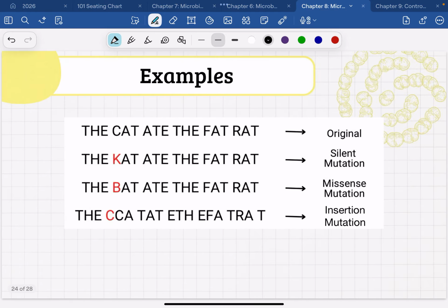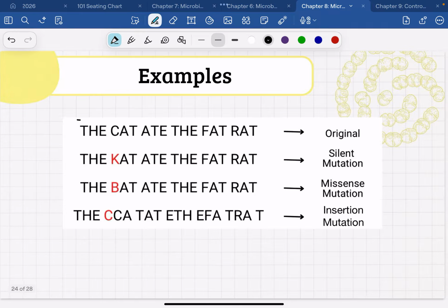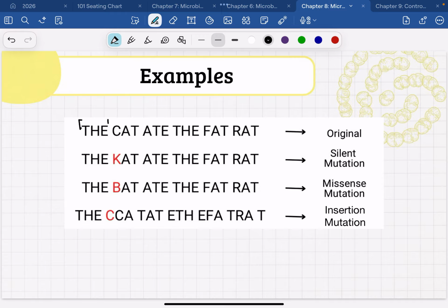Okay. All right, so this example here, I think is kind of a fun way of trying to conceptualize what a silent and a missense mutation would be. And then also we're taking a second look at what an insertion mutation would do. So this is a sentence that I have written out, and I specifically have them written out in 3-letter words, just like you would read a codon, right? Codons are 3 bases long. So we have a sentence, the original, also known as the wild type. And when you read it, it says the cat ate the fat rat, okay? That's a sentence that exists.